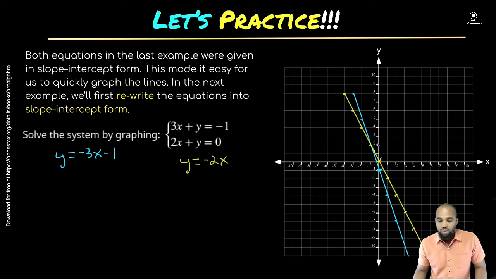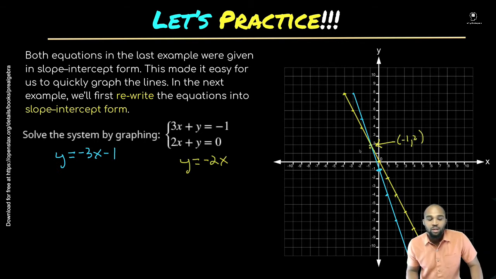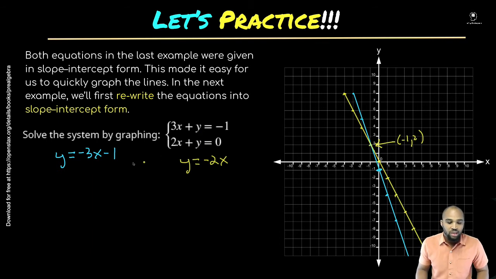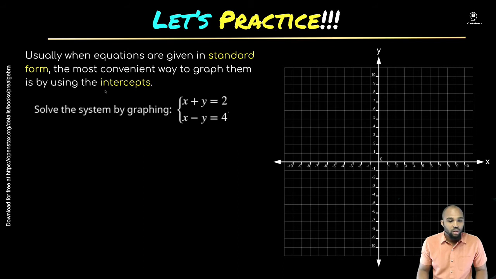Bam. All right, so the point was to see where they cross, and we see that point right there at -1, 2. So it's the same idea. We just have to do a little bit more work, getting it in a form that we can easily graph. All right, let's go to our next problem.